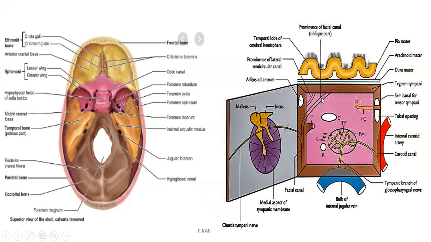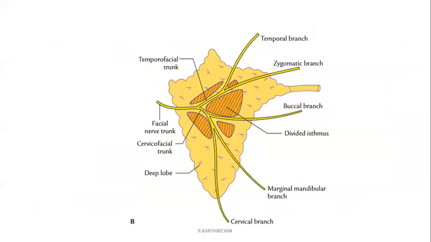So this is your oblique part of the facial canal. Then it goes to your posterior wall, right? From your medial wall, the facial nerve goes to the posterior wall of the middle ear cavity. And from the posterior wall of the middle ear cavity, it is going to go to your stylomastoid foramen, and it is going to have an extracranial course.